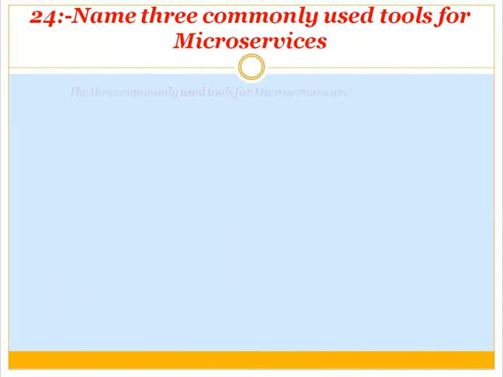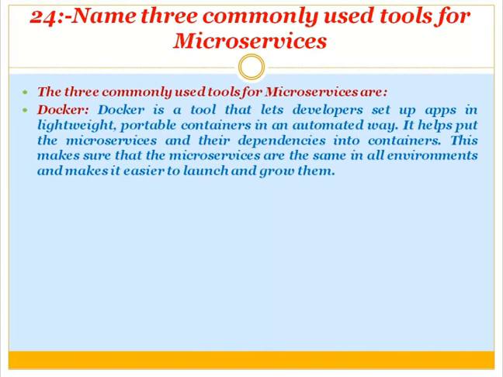Name three commonly used tools for microservices. The first is Docker. Docker is a developer tool that lets developers set up apps in lightweight portable containers in an automated way. It helps put the microservices and their dependencies into containers. This makes sure that the microservices are the same in all environments and makes it easier to launch and grow them.